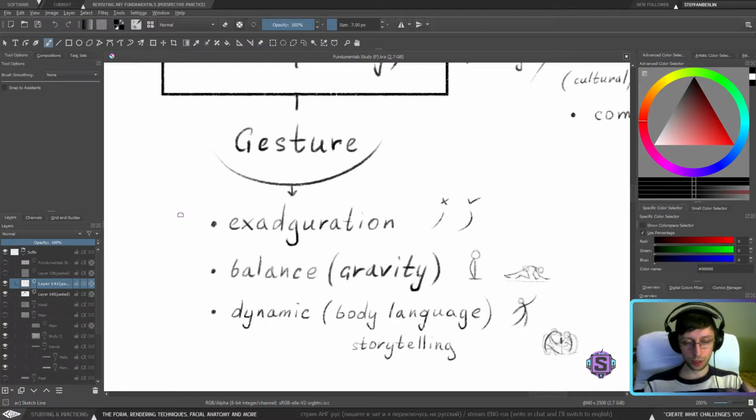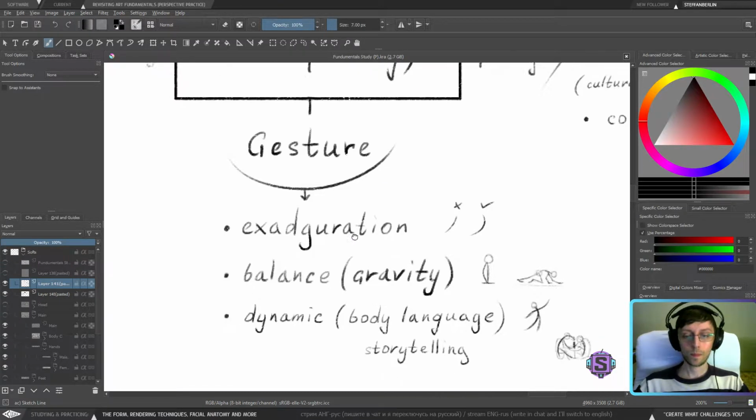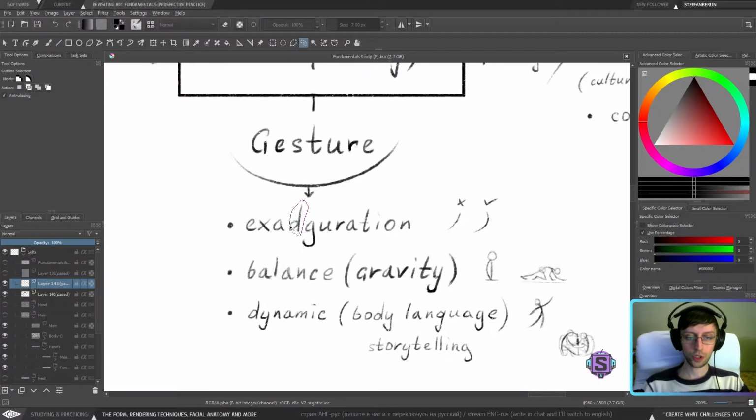So the first thing that we're going to consider about gesture is that it has to be exaggerated all the time. So let's make sure that I properly spell it. Exaggeration. Nope, wrong. Double G.